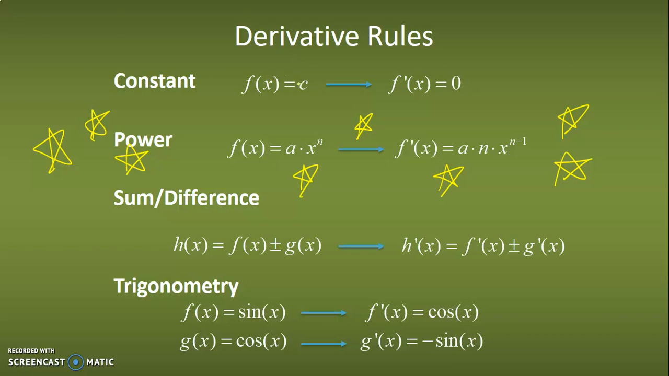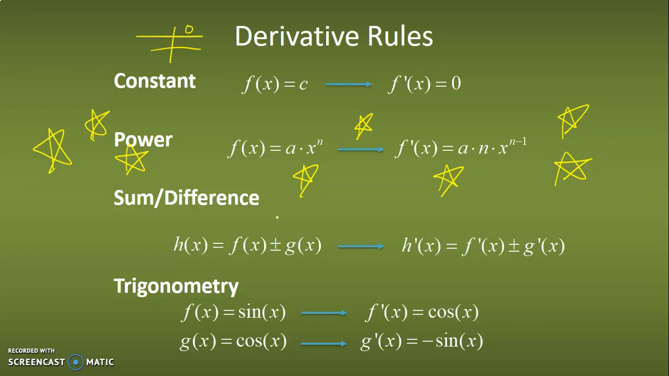Derivative of a constant is 0, because if you think about it, a flat line always has 0 slope. You are allowed to just add or subtract derivatives. So if you have two functions added together, you can just add their derivatives together. The same is not true for product or quotient. You have to memorize those rules. But sum and difference, you can just add and subtract the derivatives.